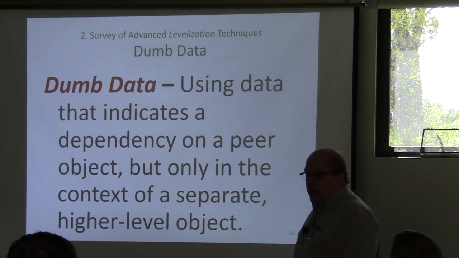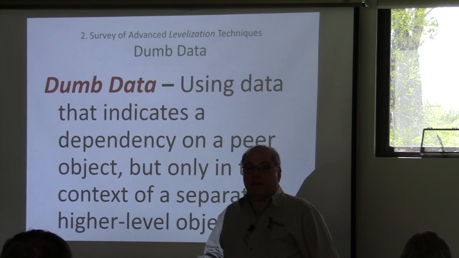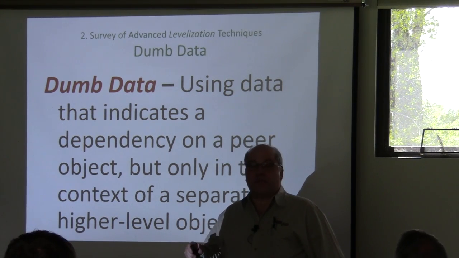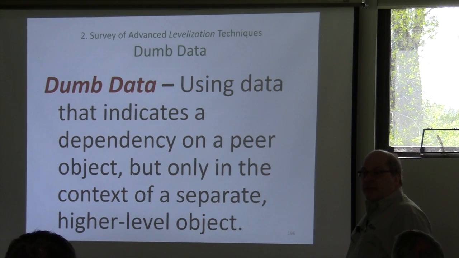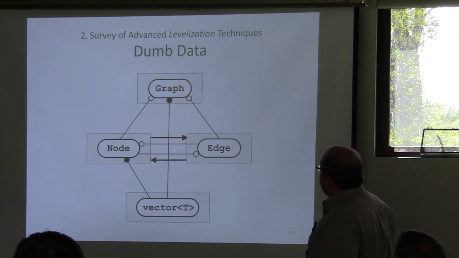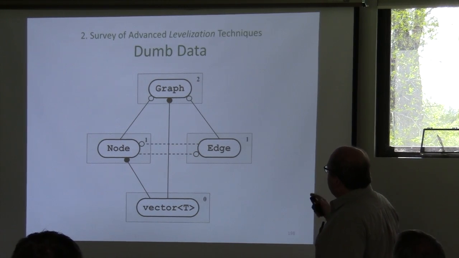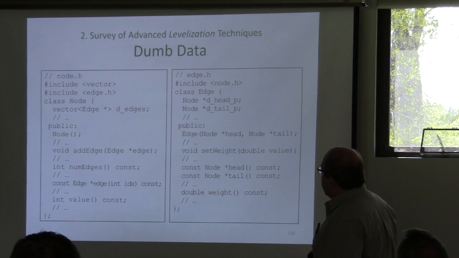Dumb data. So if the pointers weren't complicated enough, we can make things even more complicated. We can get rid of the addresses entirely. And there are reasons for doing this. Java does stuff like this because Java often wants to use indices instead of pointers, for good reason. So here we have a graph. This is cyclically dependent. We can fix it by using opaque pointers, or we can do something different.